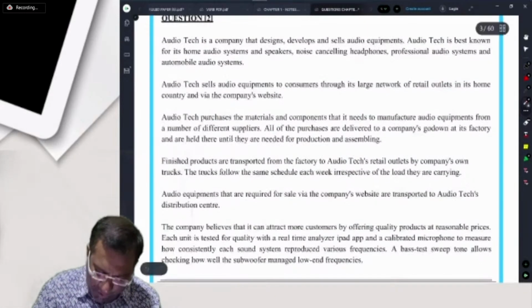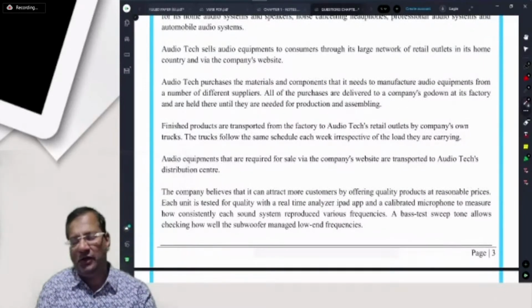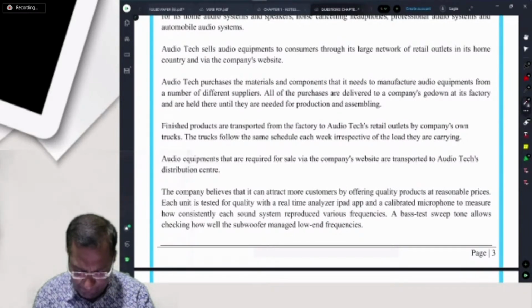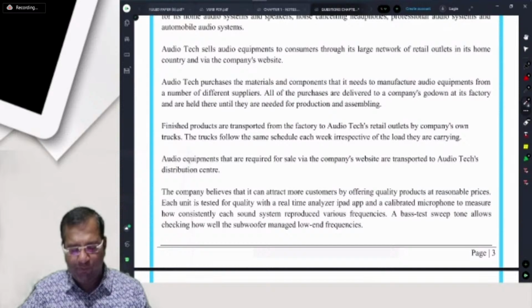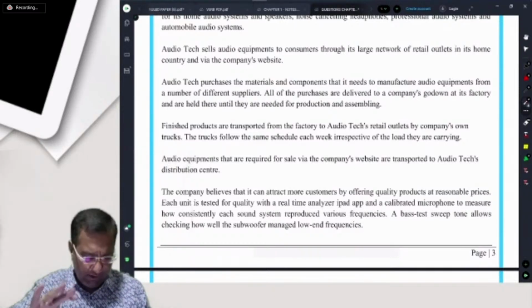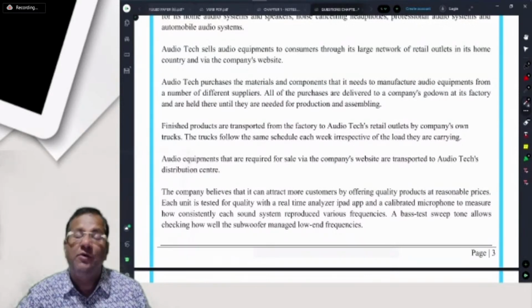Okay. Next point is very, very simple. I think each and every student will give me the correct answer. Audio Tech purchases the material and equipment that it needs to manufacture audio equipment from a number of different suppliers. All of these purchases are delivered to the company's godown at its factory and are held until they are needed for production and assembly. A very simple point, beta. Don't answer to me. It's activity number one. Yes, it's inbound logistics.